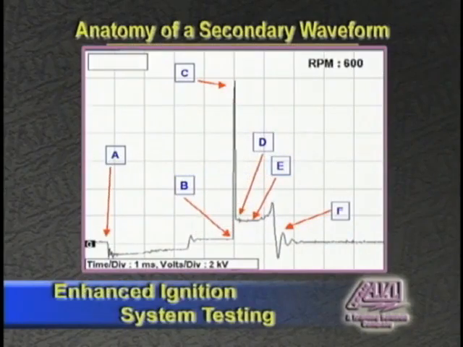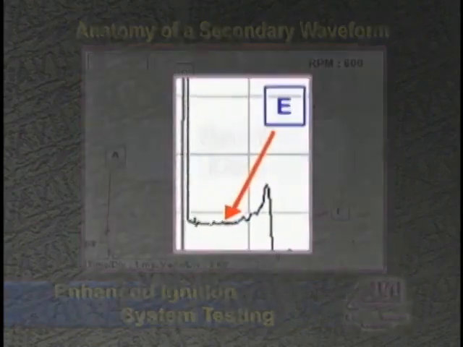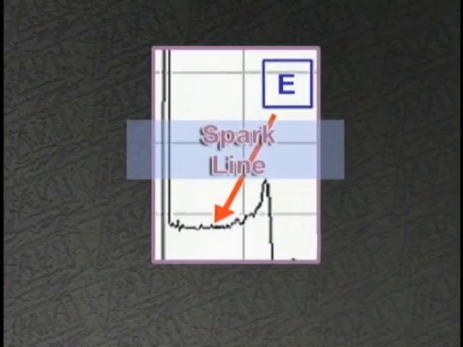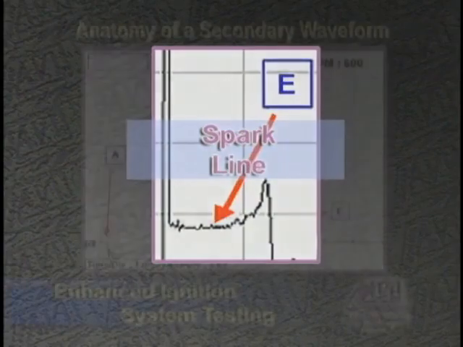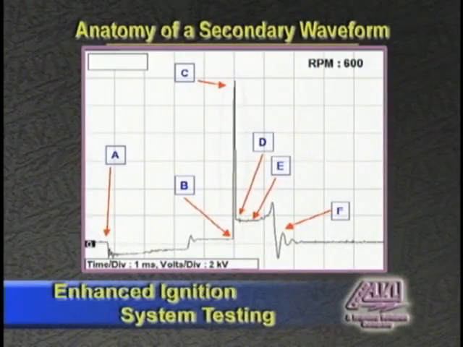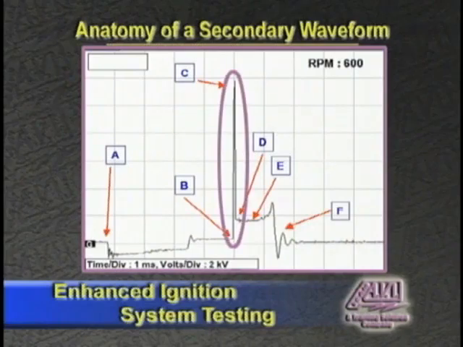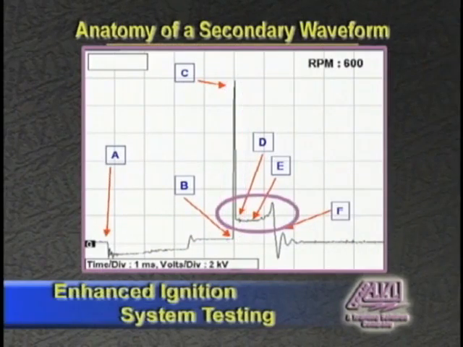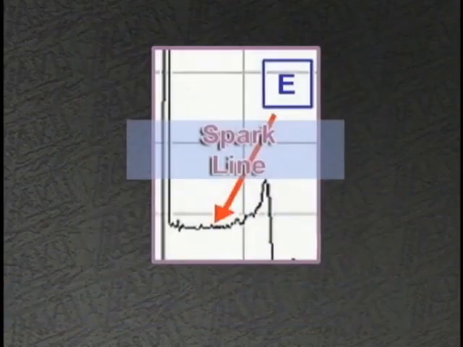Now, let's focus on the most important portion of the secondary waveform, which is at point E, known as the spark line. In my years of training, I can tell you that most technicians seem to overdo it on the firing kV demand, which again was point C, and they haven't really analyzed point E. Try to remember that point E, known again as the spark line, is our window inside that combustion chamber.